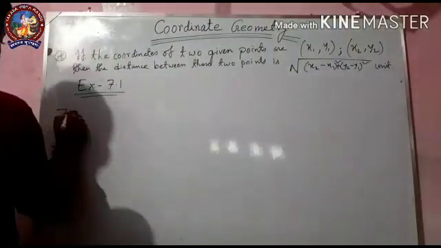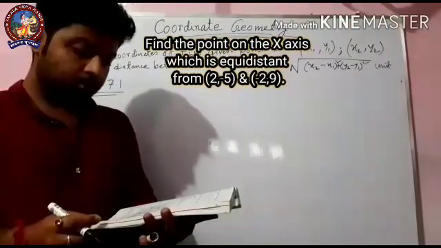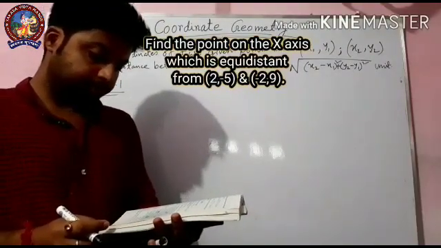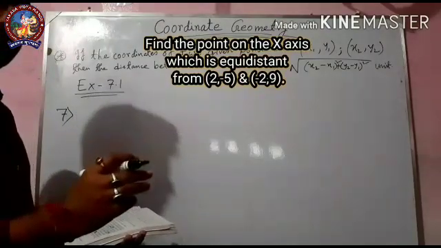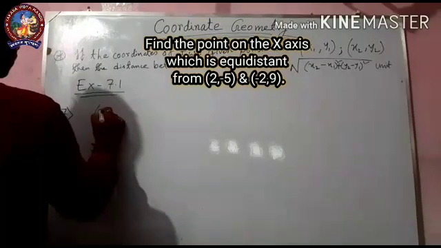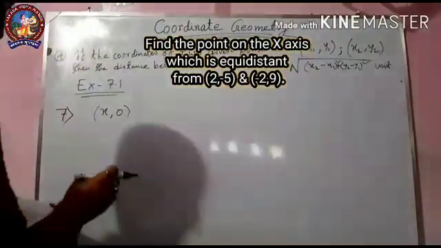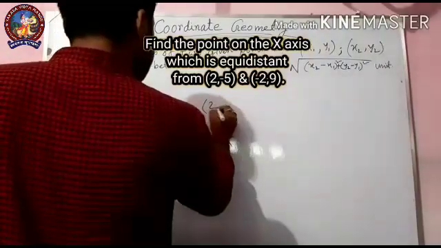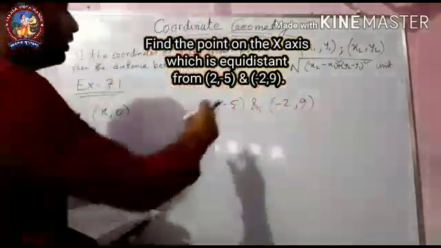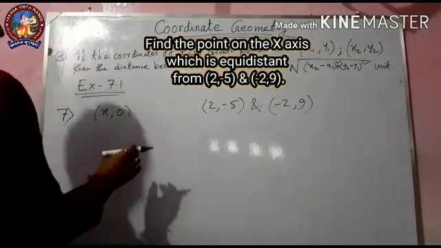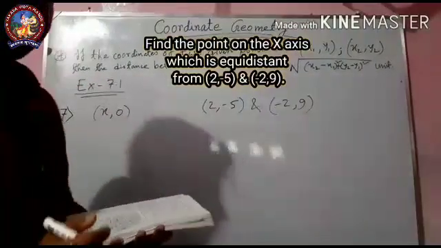Question number 7 is, find the point on the x-axis which is equidistant from 2, -5 and -2, 9. Okay. It is given to us that the particular point lies on the x-axis, and we know that any point lying on the x-axis will be of the form x, 0, right? So if the given 2 points, 2, -5 and -2, 9, are equidistant from this point, then the distance between this point and this point, and the distance between this point and this point, will be the same, right?